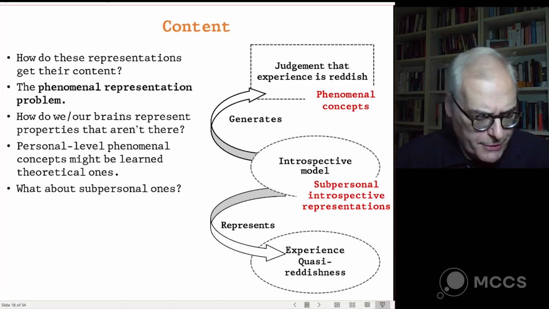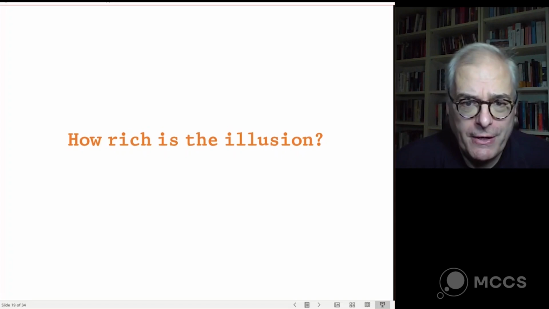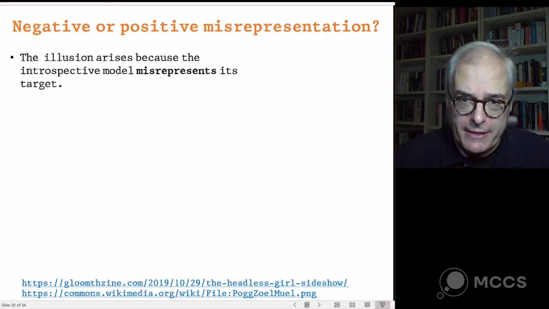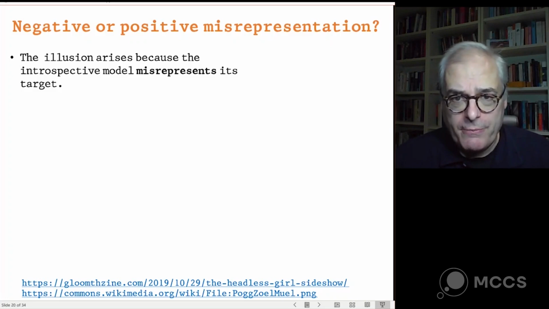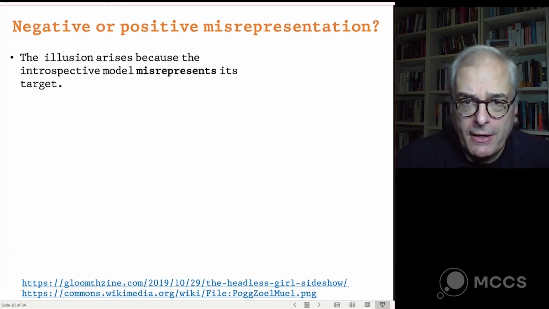The answer that they give will depend, though, to some extent, on the next question that I want to introduce, which is this: how rich is the illusion of phenomenality? Now, according to the illusionist, the introspective model misrepresents its target. And we talked earlier about what its target might be, whether it's aspects of sensory processing, perceptual processes, the reactions that those processes generate, or whether it's attentional mechanisms that direct sensory processing, and so on. But it's part of the illusion story that introspection misrepresents these features that it's tracking. And that's how we come to form the judgment that we're acquainted with mental qualities, with qualia.